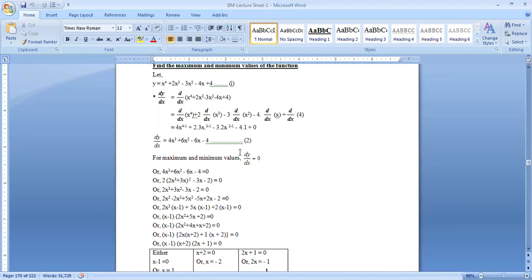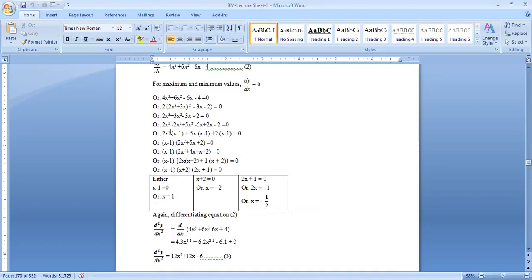Now dy/dx equals 0, that means the first derivative of y equals 0, and we have evaluated the first derivative of the function as 4x cube plus 6x square minus 6x minus 4 equals 0. Solving this equation by the factorization method, we get three values: either x minus 1 equals 0, or x plus 2 equals 0, or 2x plus 1 equals 0. That means there are 3 points: x equals 1, x equals minus 2, and x equals minus half. Now we have found the points where the function has maximum and minimum values.